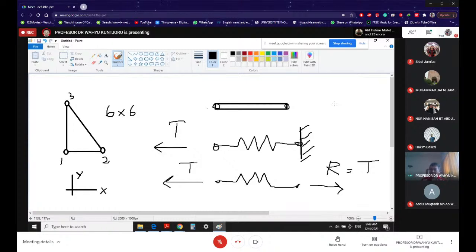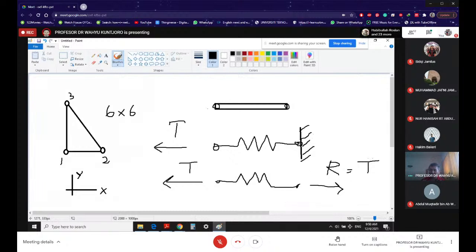If T on the left is not the same as R on the right, that means this is not a structure. This is a moving body. So for this to be a structure, this spring is not going to go anywhere. The spring will remain there, and will only have elongation. So because of that, R equal to T.